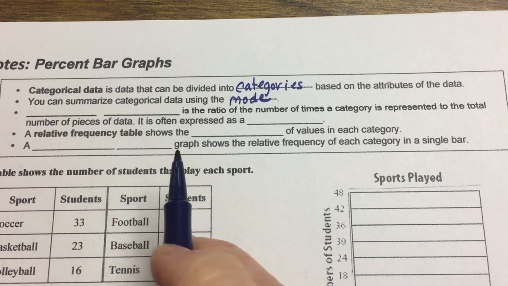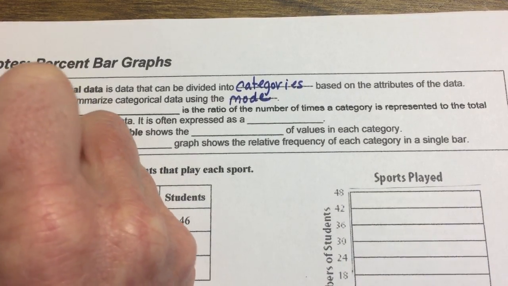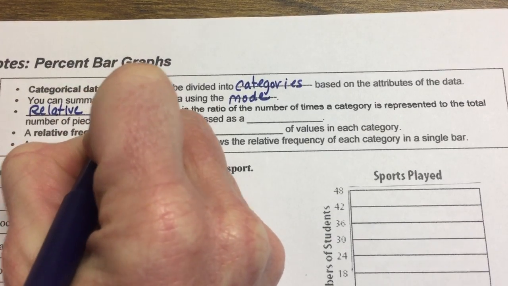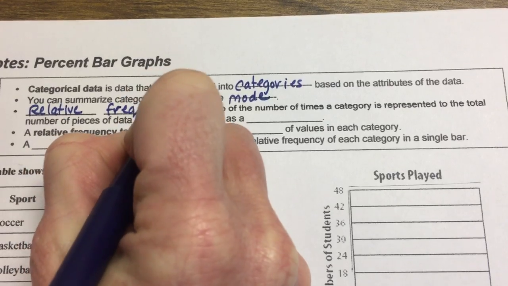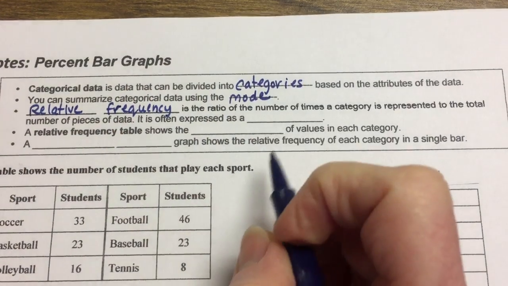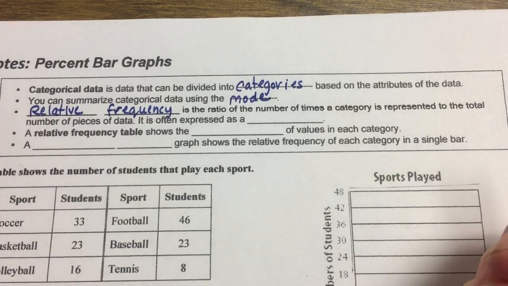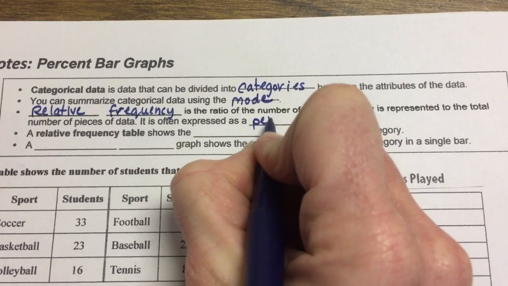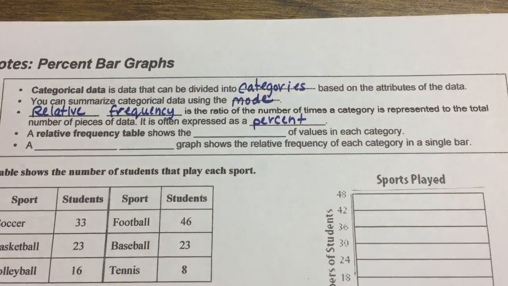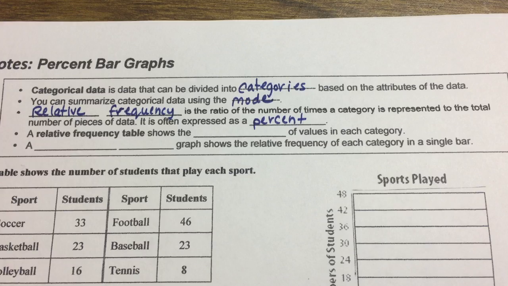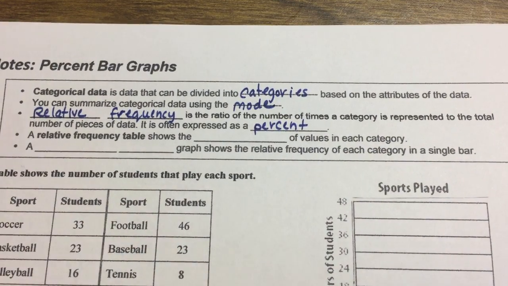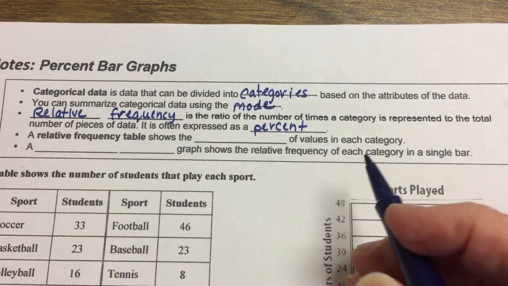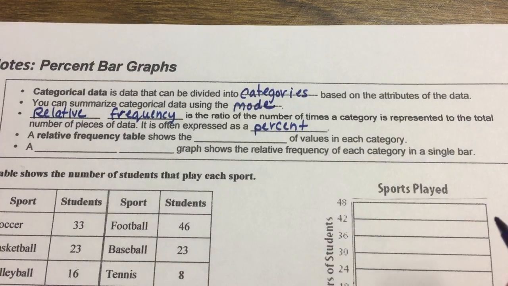Okay, so relative frequency is something I referred to a little earlier, but it's a term you're going to be hearing used with percent bar graphs. It's the ratio of the number of times a category is represented to the total number of pieces of data, and it's often expressed as a percent. So frequency is just how often something occurs, and it's relative frequency because it's how often it occurs compared to the other categories. All right, and usually we're going to be changing this to percent.